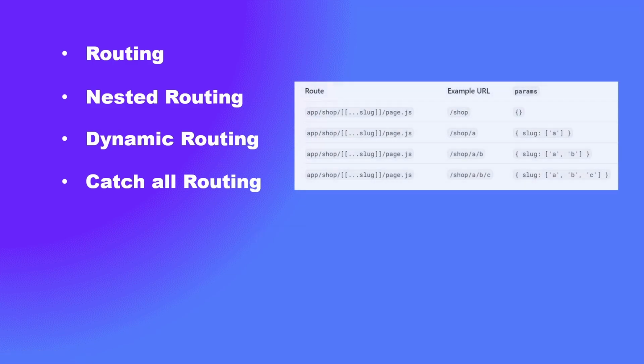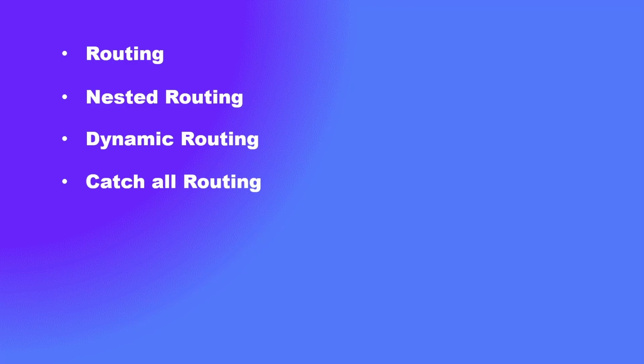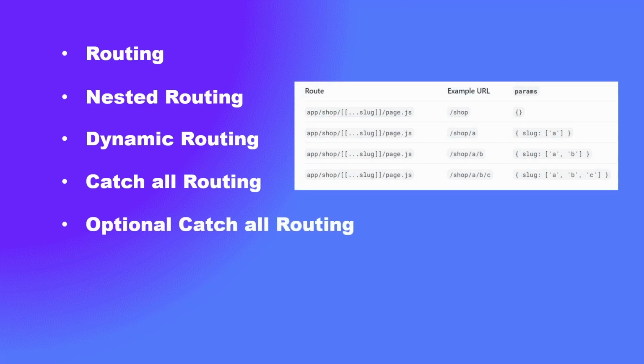Next, optional catch-all routing. Here we will add one extra square bracket, so we have an extra option. The page will be rendered even if there is no value. In catch-all routing, we should have at least one value, but in optional catch-all routing we do not even need to give one value. Without any value itself, the page will be rendered.